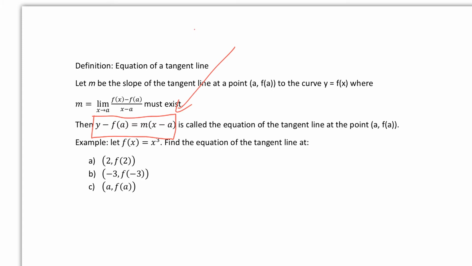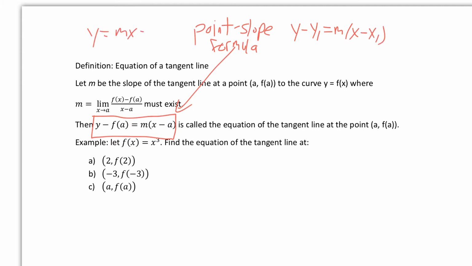So this is called the point slope formula. The point slope formula sometimes would be written as y minus y1 equals m times x minus x1. Now you're probably familiar with y equals mx plus b. That's your classic formula for a line. It takes the slope and the y-intercept and creates a line.